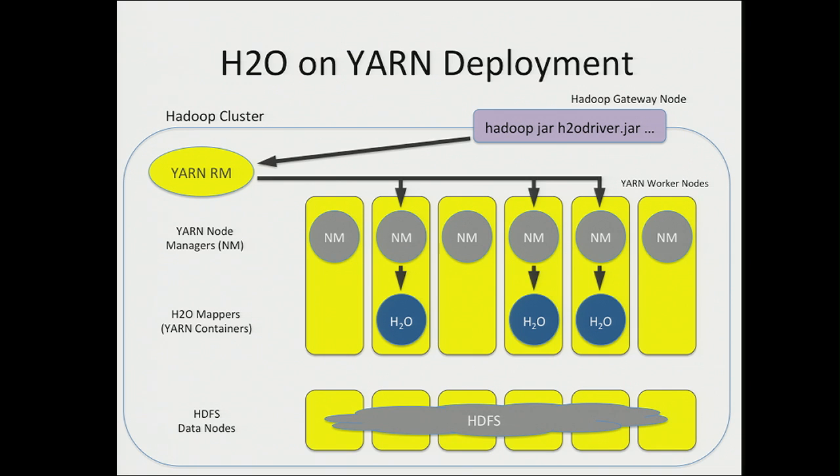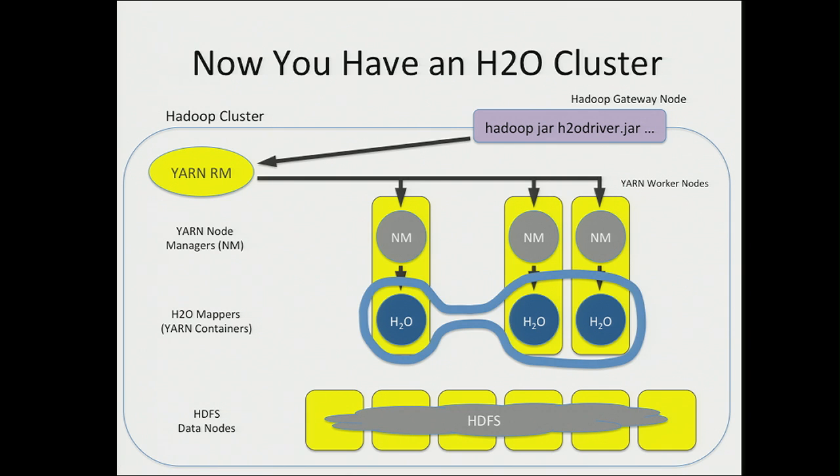And once they've started up, they will form a cloud. Now you've got an H2O cluster, and I've removed those other unused Hadoop nodes from the picture, but of course they're still there. It's just pointing out that as an H2O cluster, we're only using the subset that we asked for.